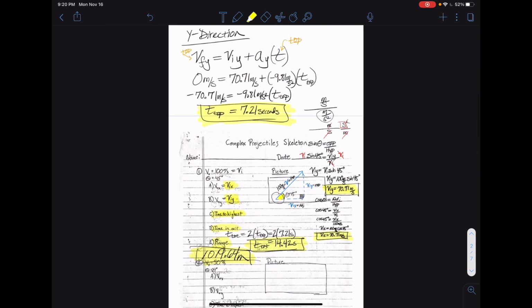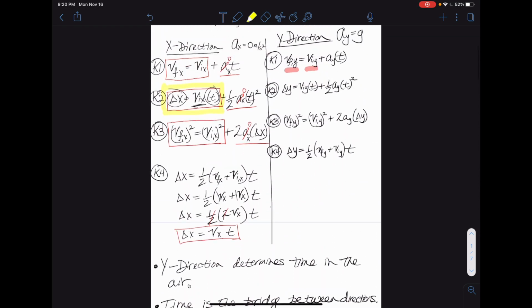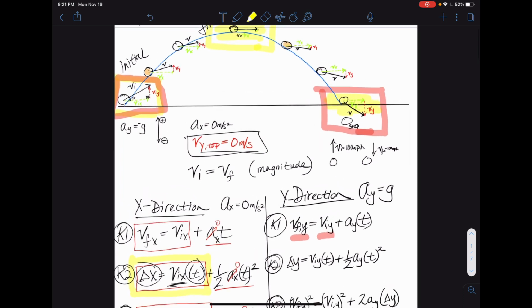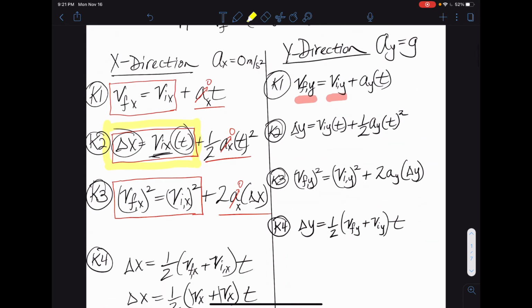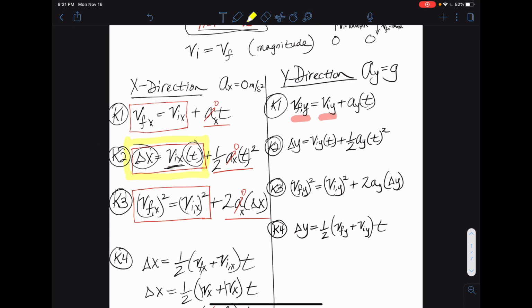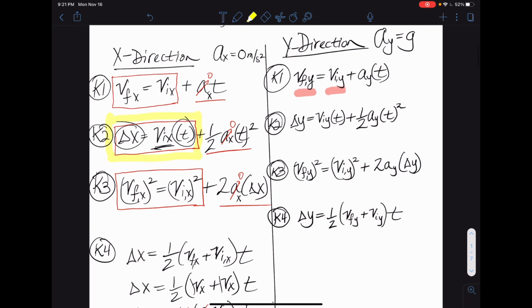But yeah, I think that if you can see the projectile as looking like this, understand what we talked about here, understand that the x and y direction K formulas are written independent of one another, the motion is studied independently, and that time is the bridge between the two directions, then I think you can solve all these problems and do a good job with them.